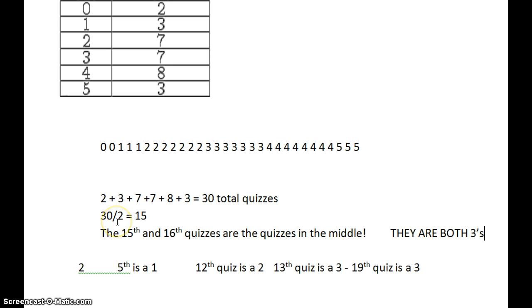So to find the median, then you would average those two middle values. Well, if they're both 3s, the average of those two values is going to come out to 3. So the median value is 3. And if you looked at this list, you would find the ones in the middle are the 3s.